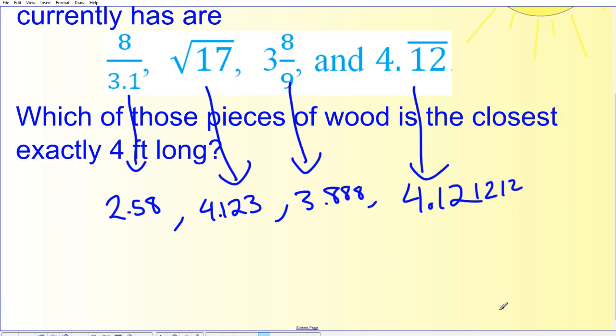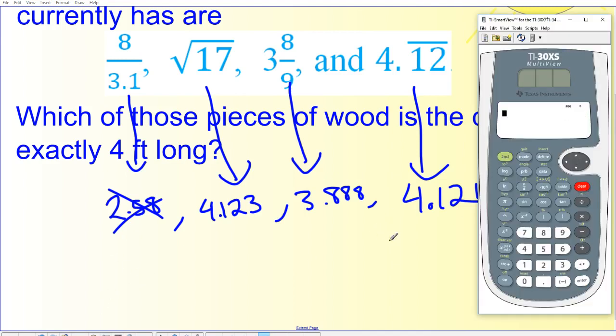So out of these, which is the closest to exactly 4 foot long? Well, I know it's not going to be this guy, because he's clearly the farthest away. These 3 are all kind of close. So the way to figure out which one is the closest is to find out what the difference is. The change. Subtraction is what we're going to do. I'll do this one first. If I take 4 minus 3 point, put a whole bunch of 8s in here, equals.